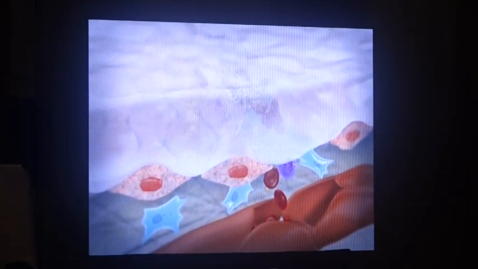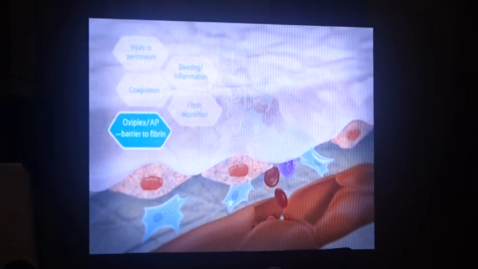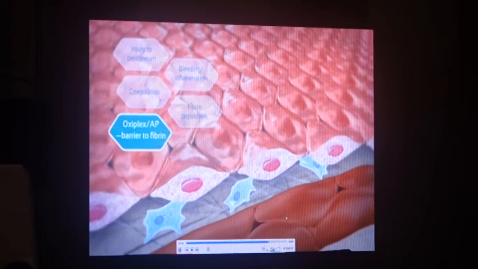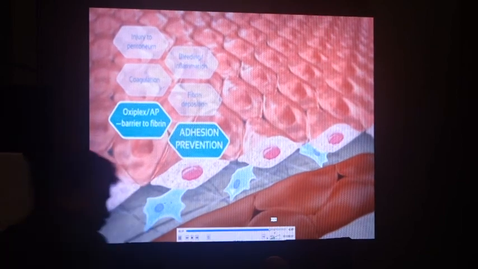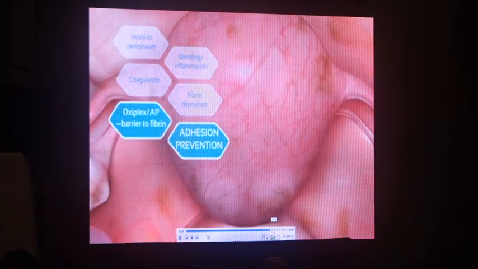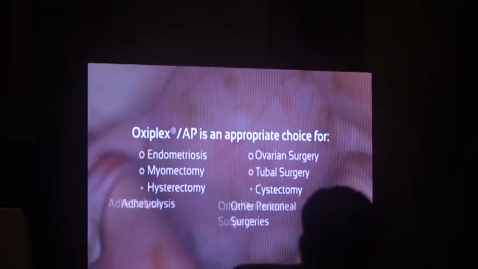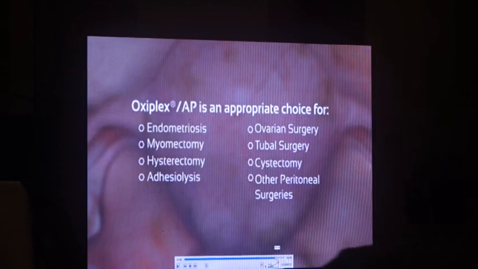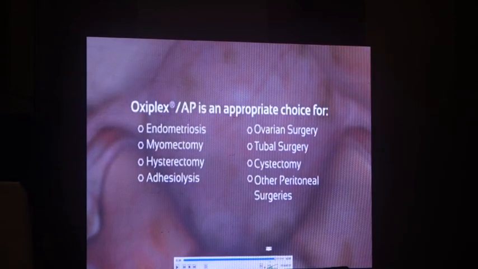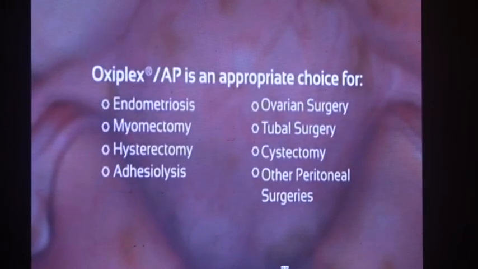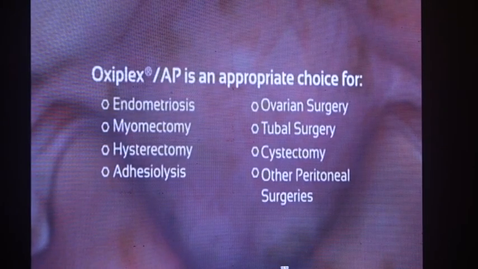In pelvis? Yeah, we can use it in the pelvic cavity, but the chances of adhesion formation are always more in the pelvic cavity, especially for infertility patients. These are the surgeries where it is the choice: endometriosis, after myomectomy, hysterectomy, adenolysis, ovarian surgery, tubal surgery, cystectomies, other peritoneal surgery.